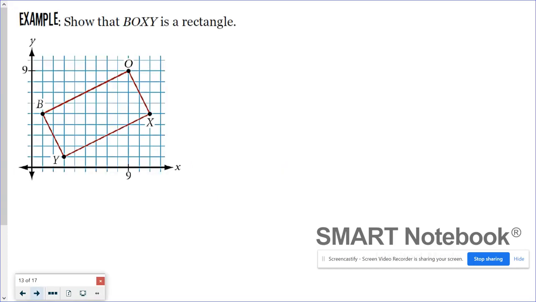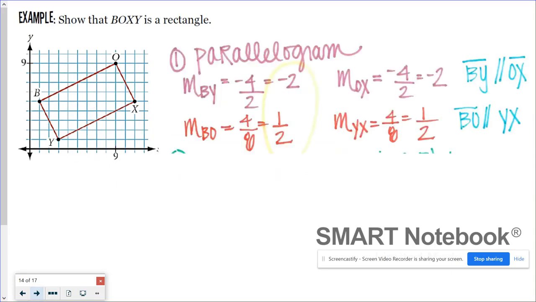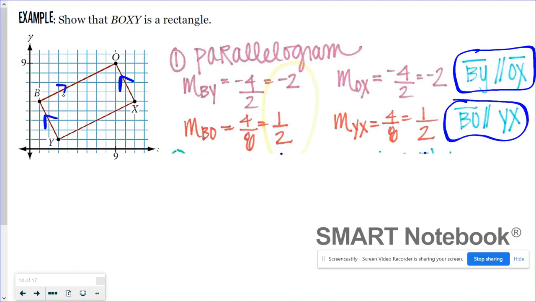So I have already done the work for parallelogram. I found the slope of side BY to be -2 and the slope of side OX to also be -2. So I proved that BY is parallel to OX because they had the same slope. And then I found the slopes of the other two sides. So the slope of BO was 1/2, the slope of YX was 1/2. Same slopes means they're parallel.